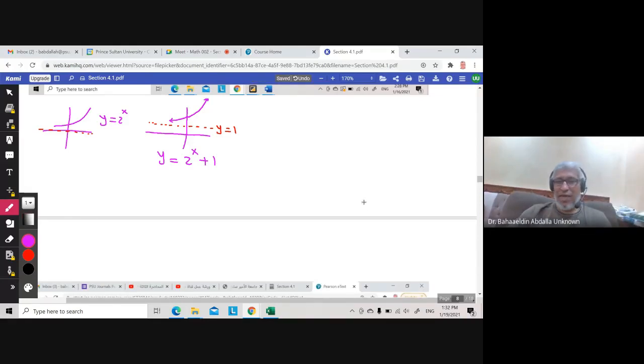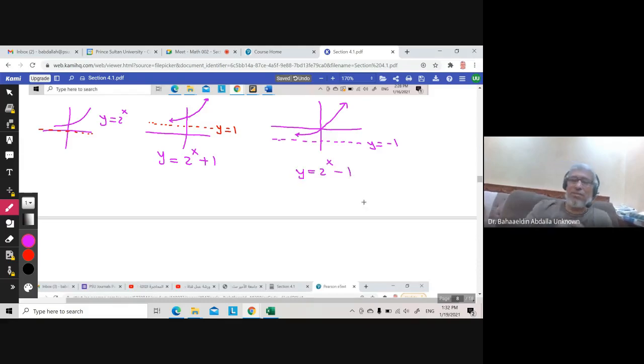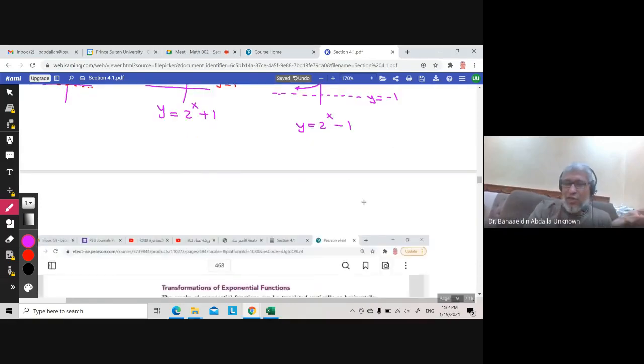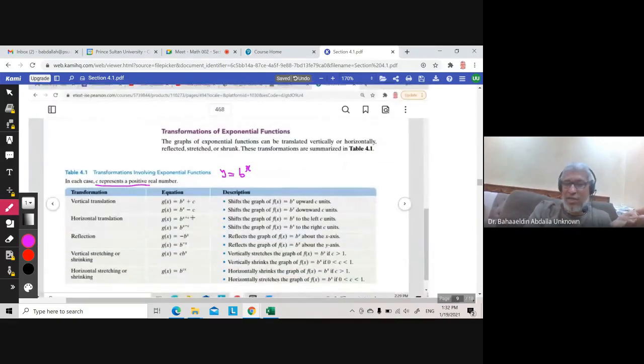Now, if you take the graph 1 unit down, then the horizontal asymptote will go 1 unit down. It would be y equals -1, and the graph would be like this. And this is the graph of 2 to the power x minus 1. So this is the vertical shifting. This is the vertical translation.